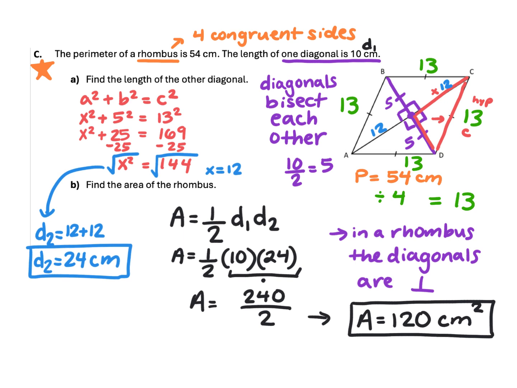This concludes lesson 9.1. Now you know how to find the area of triangles and the area of the special quadrilaterals. The quadrilaterals that we've covered in this section were parallelograms, rectangles, trapezoids, rhombuses, and kites.